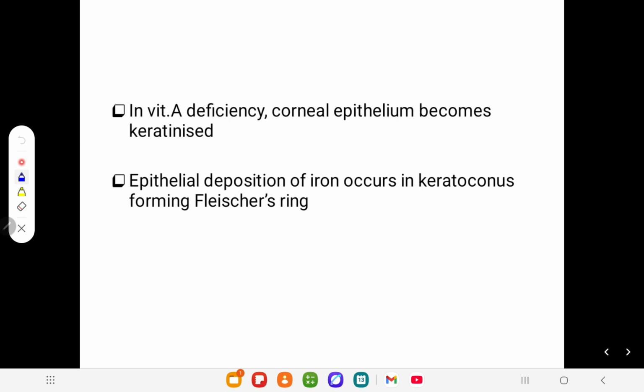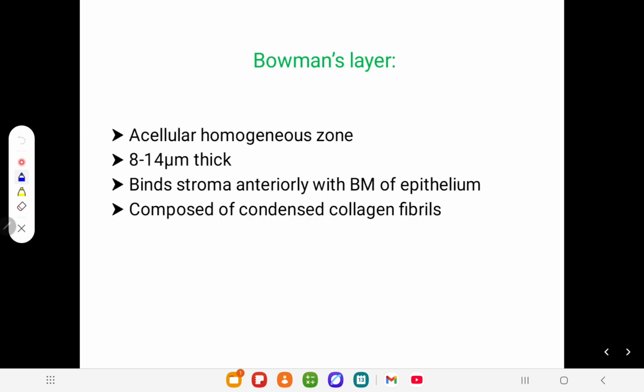If there is vitamin A deficiency, the corneal epithelium becomes keratinized. This is very important. So basically, corneal epithelium is non-keratinized, isn't it? But in vitamin A deficiency, corneal epithelium becomes keratinized. Also, epithelial deposition of iron in keratoconus is called Fleischer ring. In keratoconus, yes, one of the signs is the Fleischer ring.